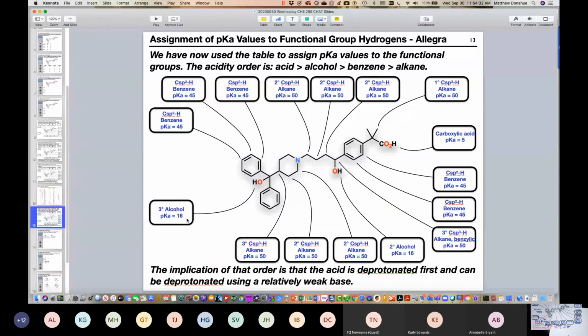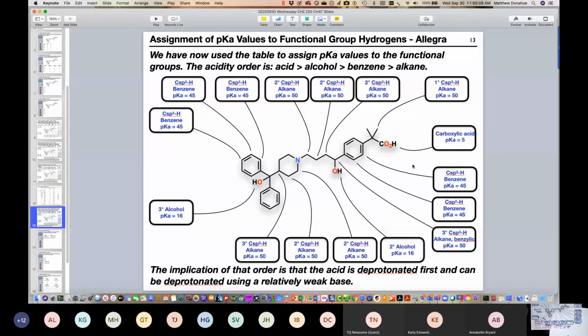You do everything you just did, then you can say, okay, I'm going to go in the lab, treat this molecule with one equivalent of base. I know it's going to remove this hydrogen first. I can then transform this acid, say, into an ester. Then I can test these ester derivatives for their antihistamine ability. And so that's how you make derivatives of an active pharmaceutical ingredient, or API.